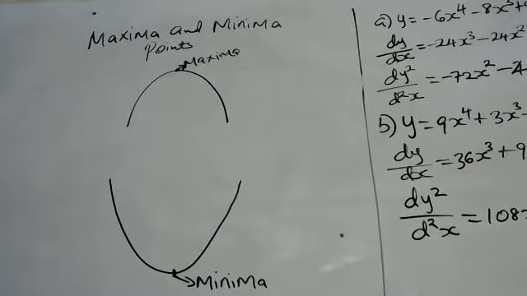Then say this. The maxima and the minimum points, in brackets, the turning points, have a characteristic: the gradient at those points is always equal to 0.